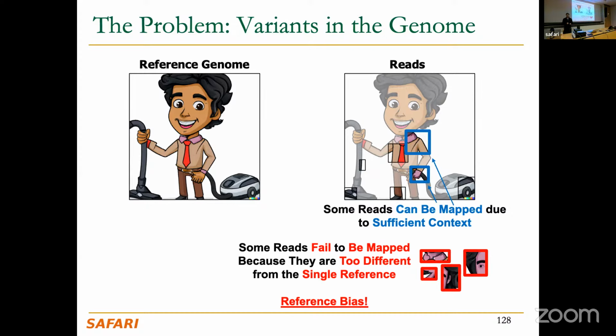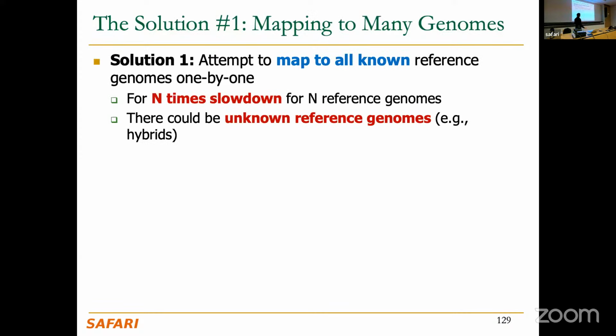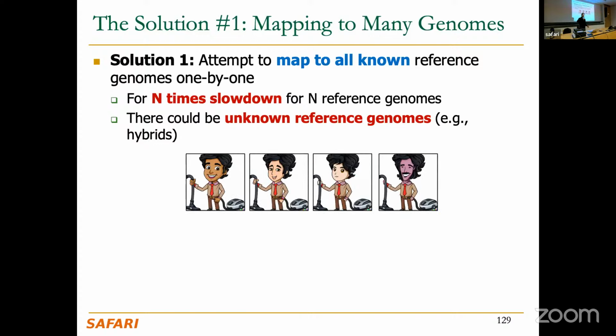One basic solution to it is, okay, then let's generate multiple of these reference genomes and map our read to each of these, right? Not just one, but each of these. But then this is not really a scalable solution. You're just increasing the runtime and maybe the space requirement by n times. And if you can pay for it, yes, nice. You can go ahead and do it.